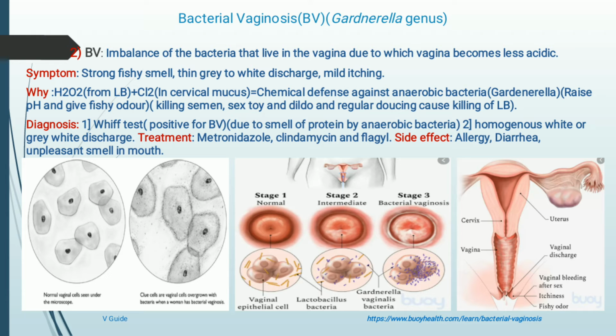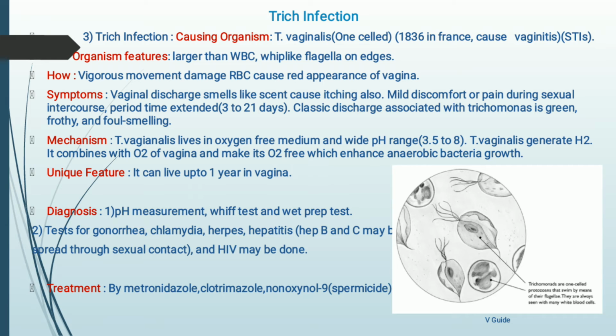So in this video I'm going to share another topic, that is Trich infection, which is another vaginal disease. The causing organism for Trich infection is Trichomonas vaginalis, which is a single cellular organism. This disease was first discovered in 1836 in France, it causes vaginitis, and it is a sexually transmitted infection.